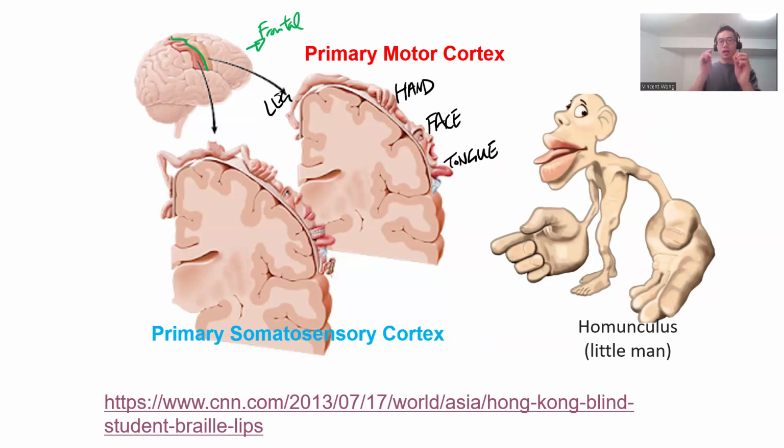But if you try the same thing at the lower back, where you lift up their shirt a little bit and poke them with one pen or two pens, they can't tell.